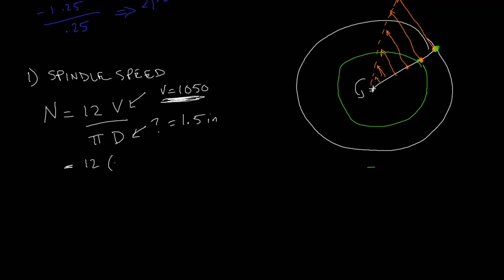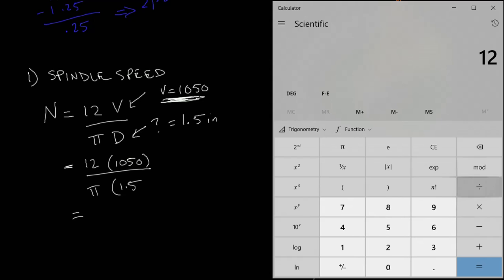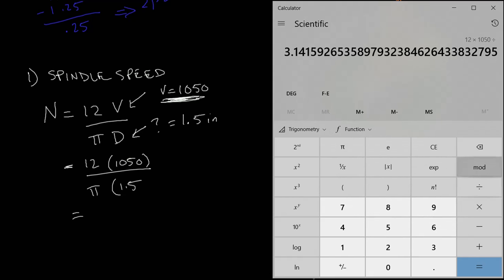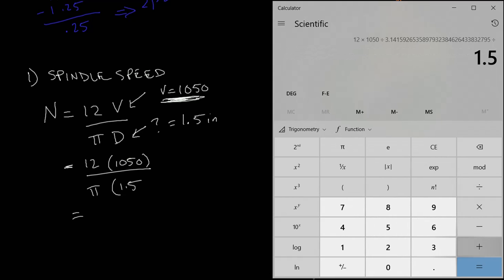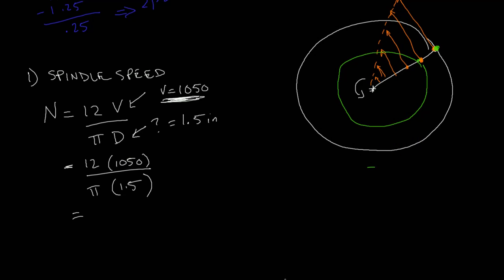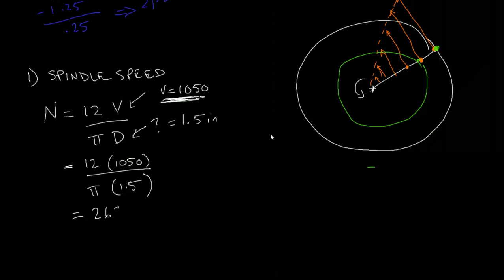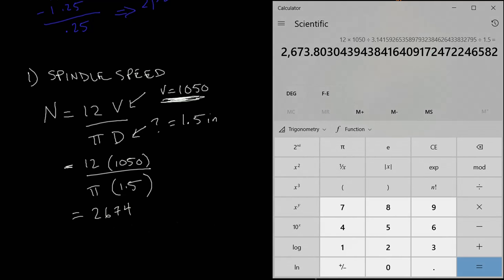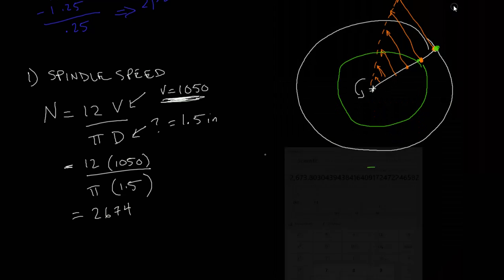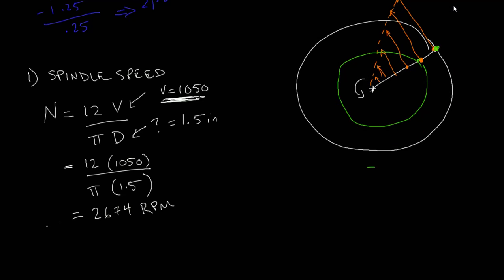So 12 times 1050 divided by pi times 1.5. Spindle speed is now 12 times 1050 divided by pi divided by 1.5. That equals 2,673. So let's call that 2,674. 2,673.8. So we're just going to round up slightly. So RPM N is equal to that. Okay, so we'll put a box around that because that was the first answer.